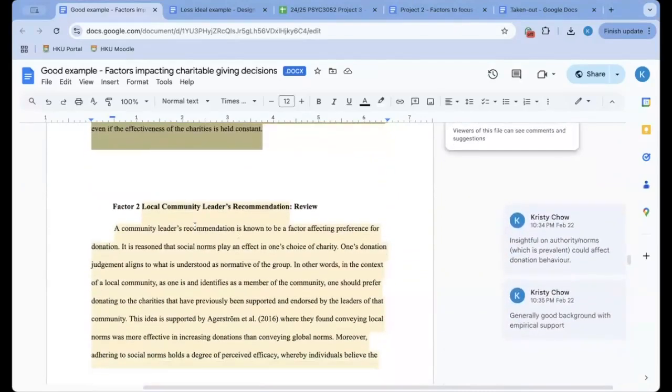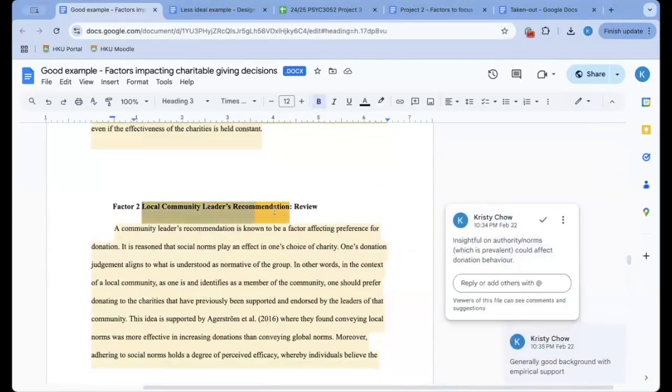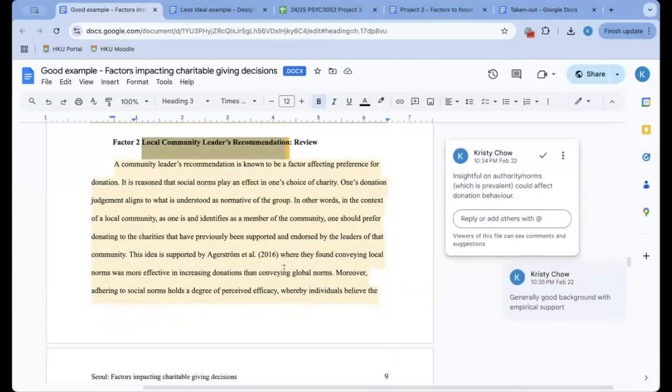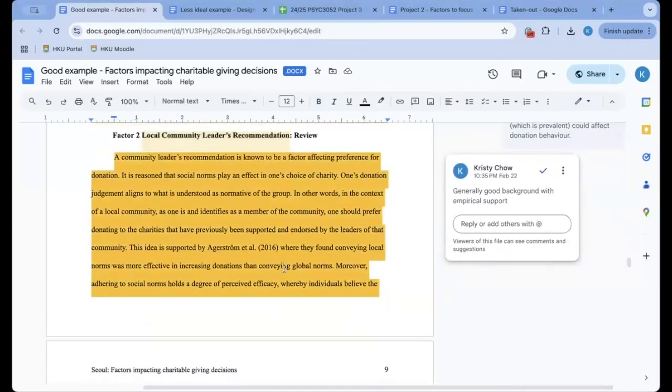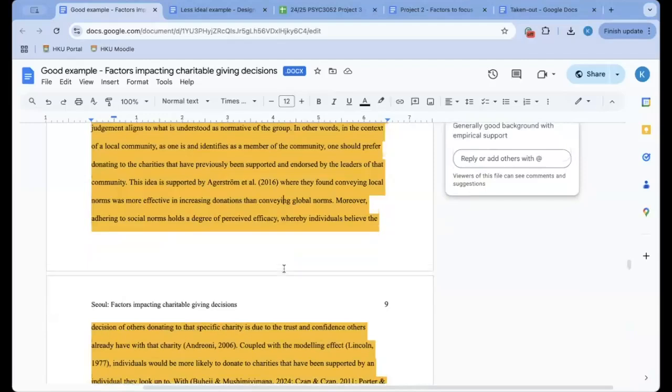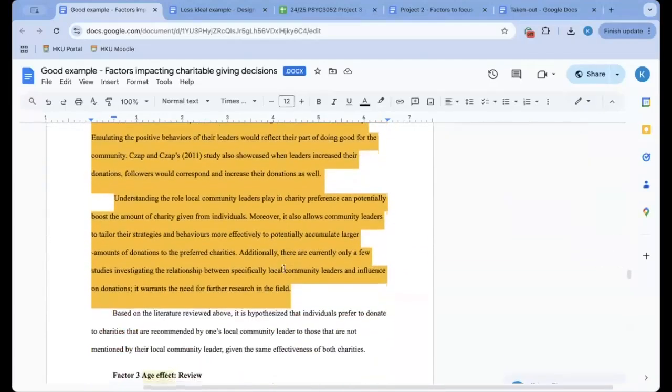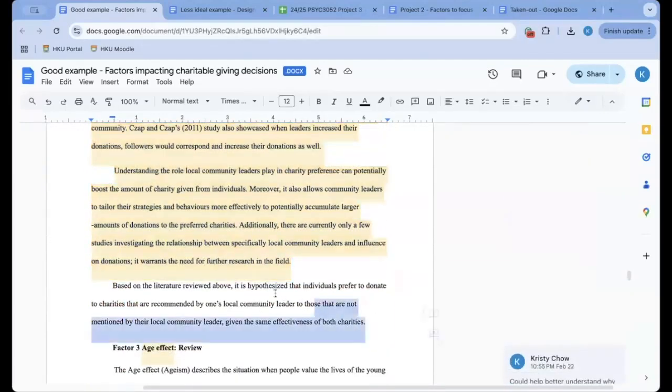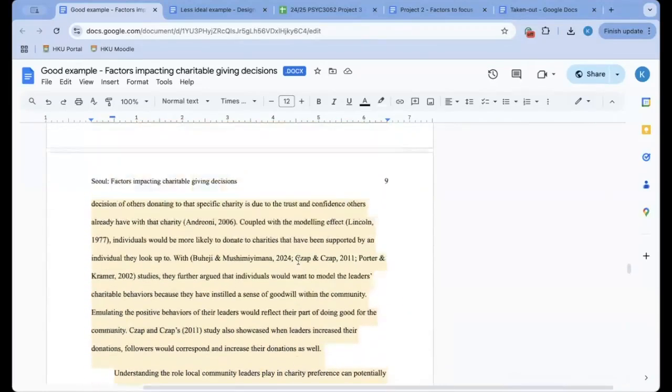On to the second factor, which is local community leader recommendation. Again, they followed a similar structure as factor 1. They provided a generally good background with good empirical support, and then provided a hypothesis which can be easily and logically derived from the information they provided above.